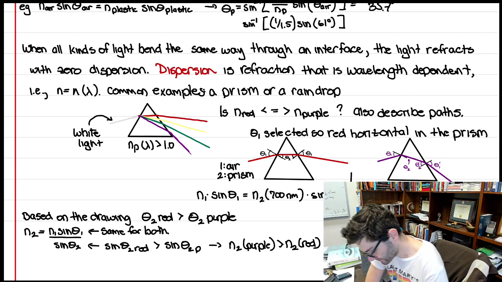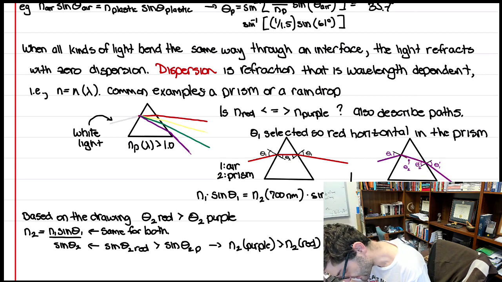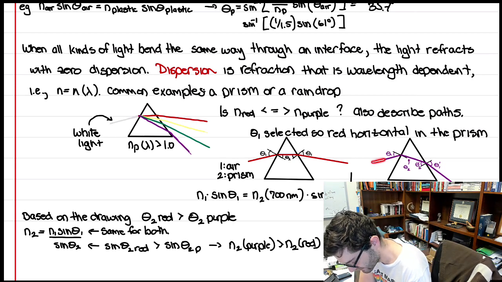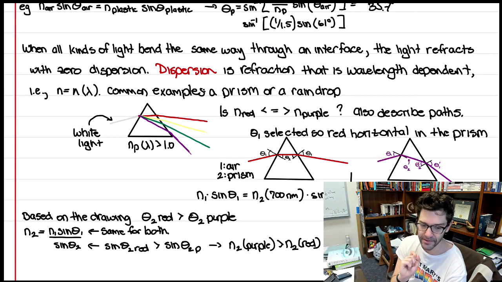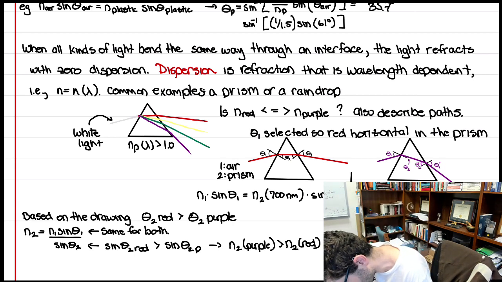Now let's look at purple. Here I just copied what I drew, so we can see at least qualitatively what this implies. It comes in at the same angle as red, right? They all came in as white light, so they all came in at the same angle. That defines the interface it hits and the normal, and then it bends in this direction. The way I drew it, it's bent almost exactly along the normal. That's a bit of an exaggeration, but it tells me the index of refraction must be larger for purple than for red, because the larger the change, the more you bend towards the normal.